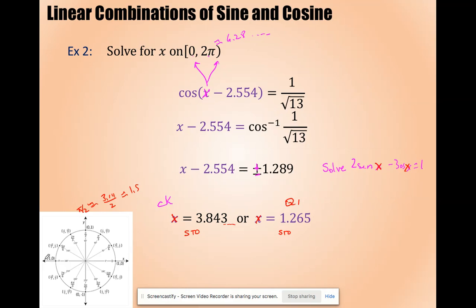What about 3.8? Well, pi is 3.14. Three pi over 2 is going to be 3 times 1.5-ish. So where's this? Somewhere in between here. So you've got a quadrant 1 and a quadrant 3 answer when you put in here to get 1.